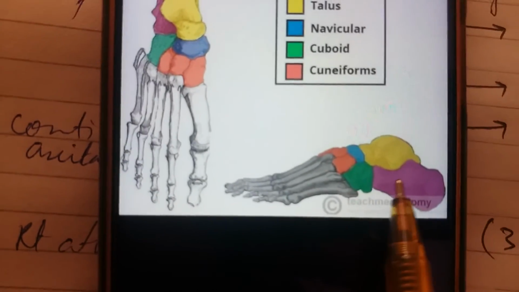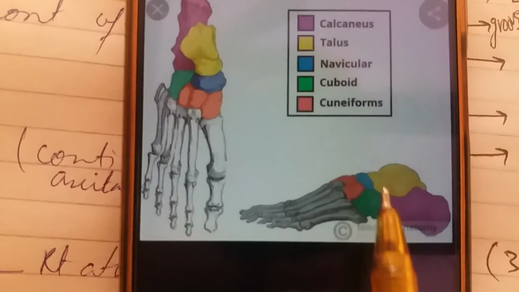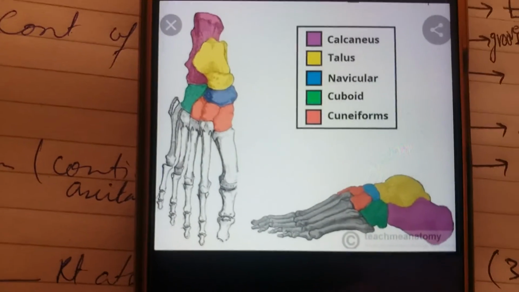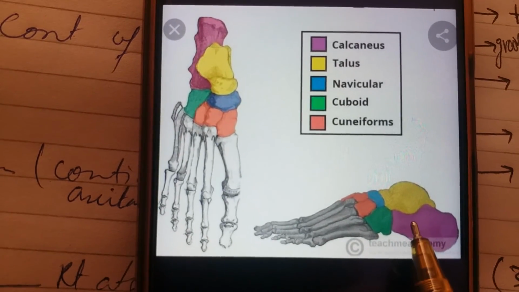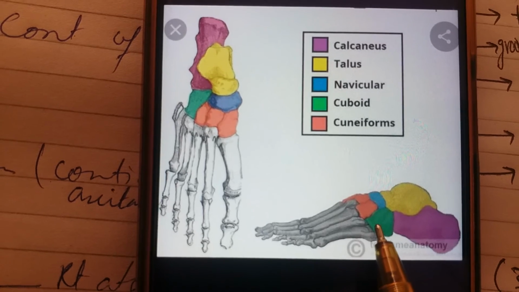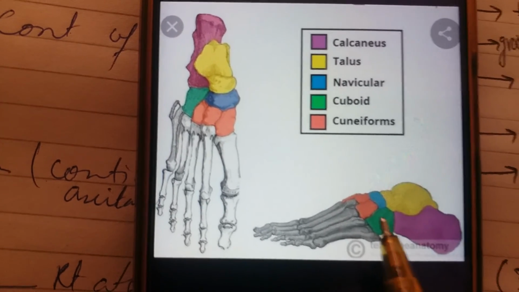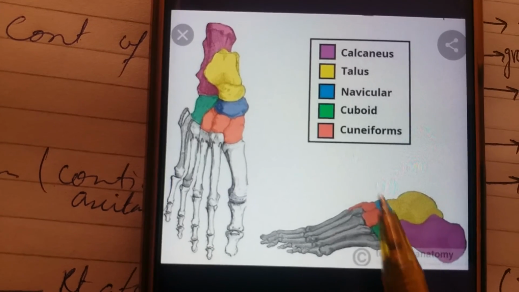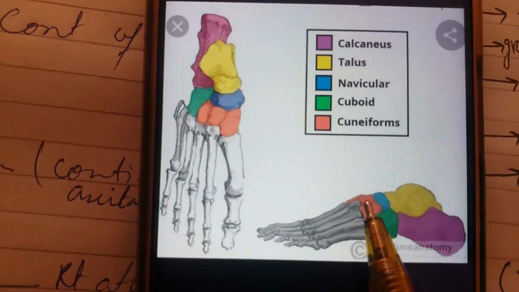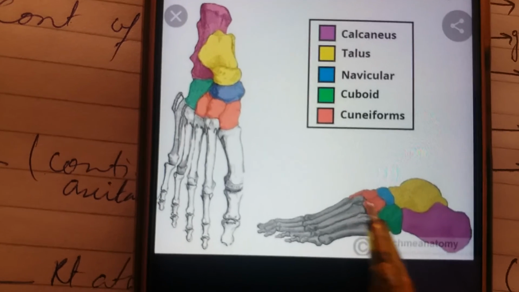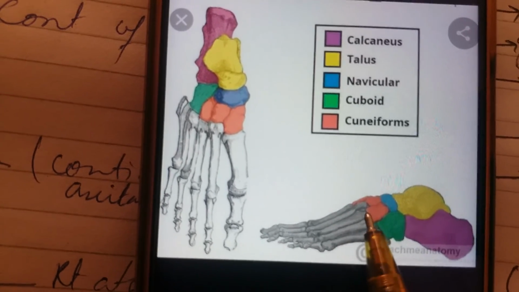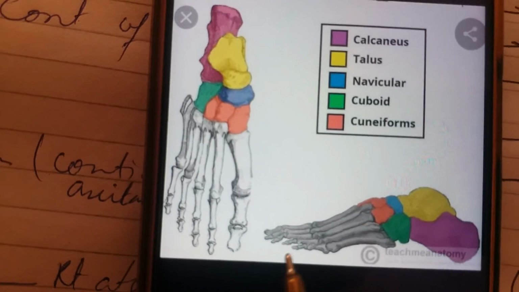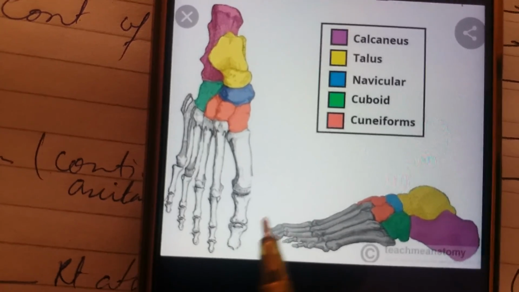And then there is another view for the bones, in which this is calcaneum, that's talus, that's cuboid. See, this is very clear. And this is navicular, the blue color is navicular. And then these are the cuneiforms, which articulate with the first, second, third metatarsal bones. And these are phalanges, as you know, right?